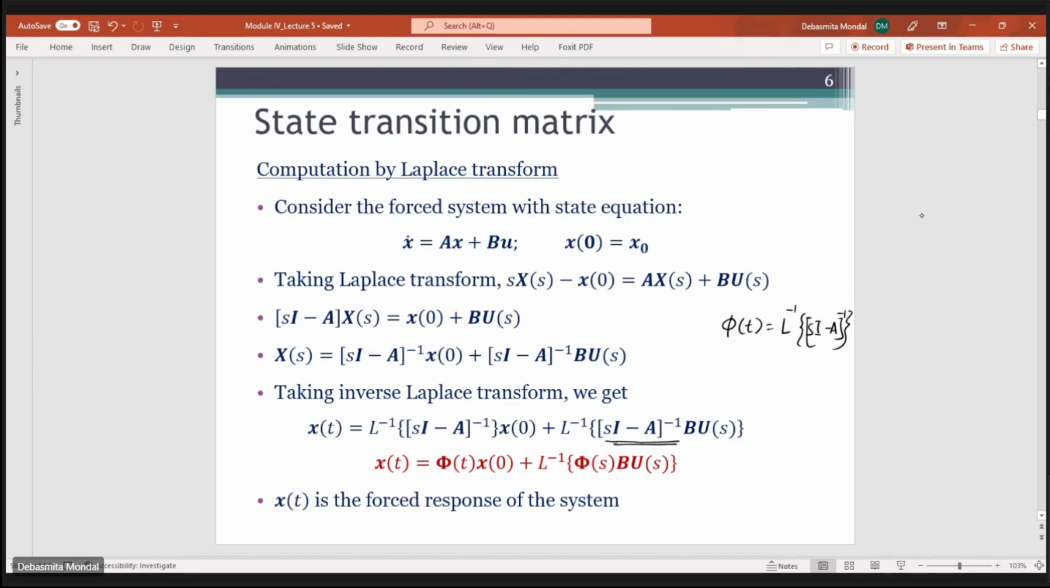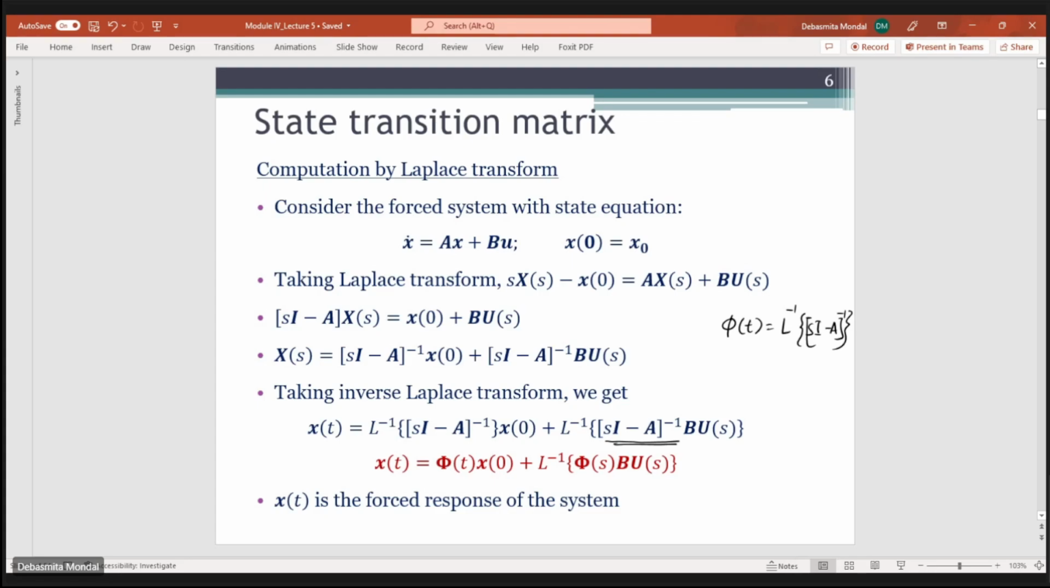So you can find the forced response of your system if you can compute the value of phi(t). The value of phi(t) can be computed from this equation: phi(t) equals the Laplace inverse of (sI minus A) inverse. This is one method of computing the state transition matrix. This method is quite simple if you are dealing with a very small system, or a system which is of lower order.